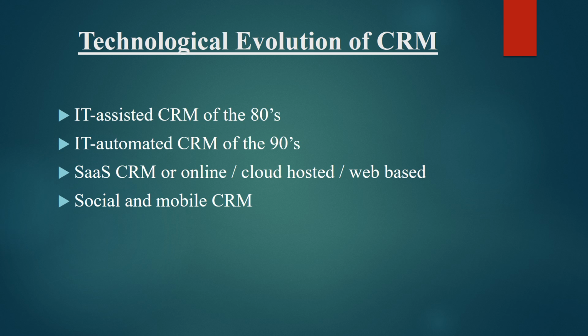Now, over the years, the more general technological evolution of CRM in itself: back in the 80s, the CRM systems were IT assisted. In the 90s, they became IT automated. From there, we saw a lot more SaaS CRM, or online web-based type systems. And today, social and mobile CRMs are becoming more and more common.